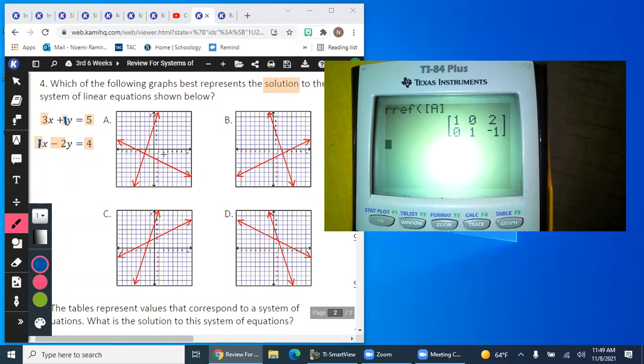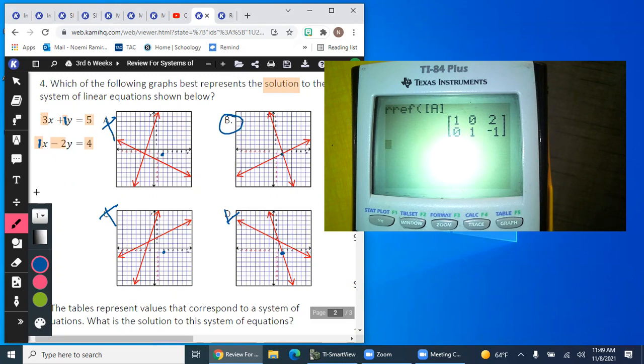Now 2, -1 is right here. So it cannot be A. 2, -1, same spot. Can't be C. 2, -1, not in the correct spot, but it does cross that line. And my answer is B, 2, -1.